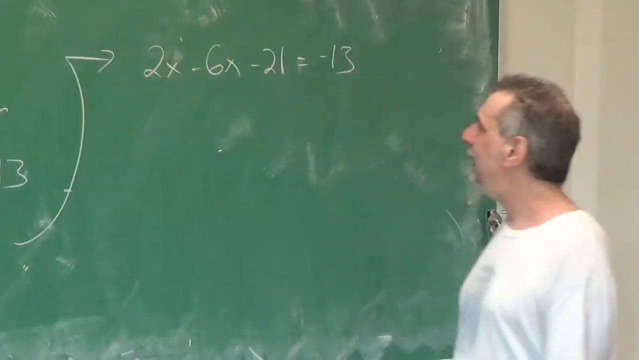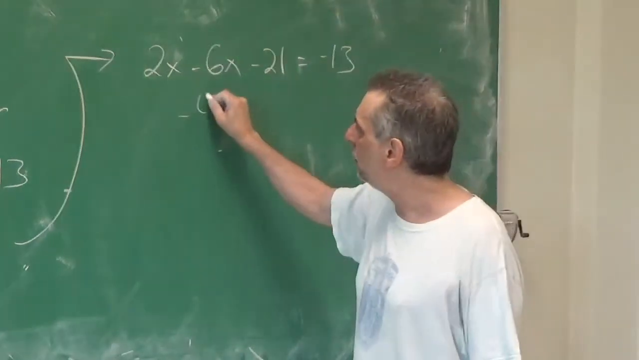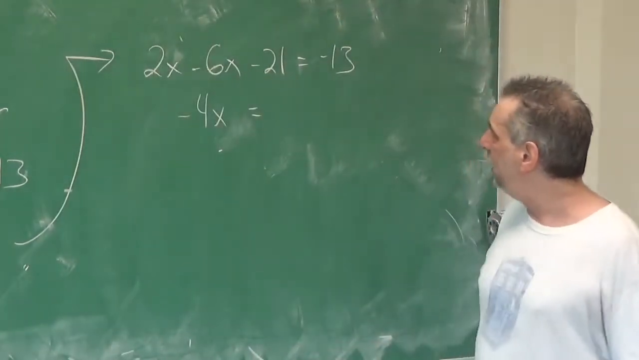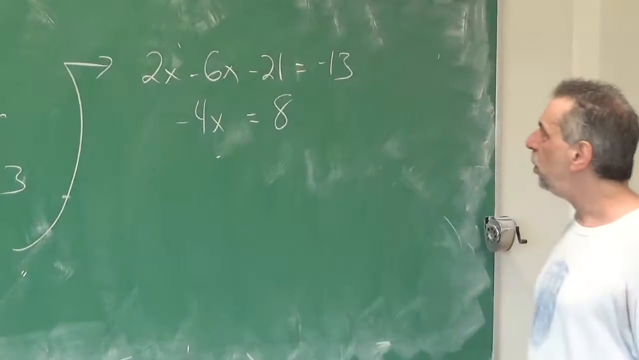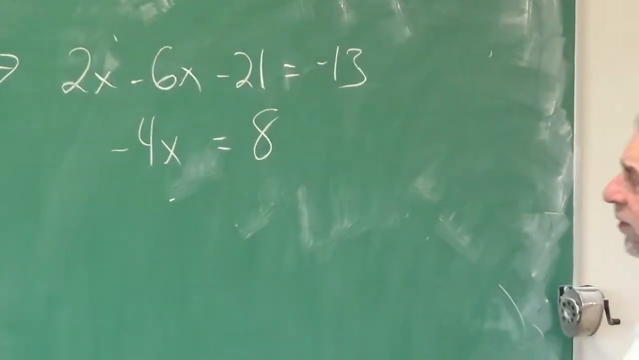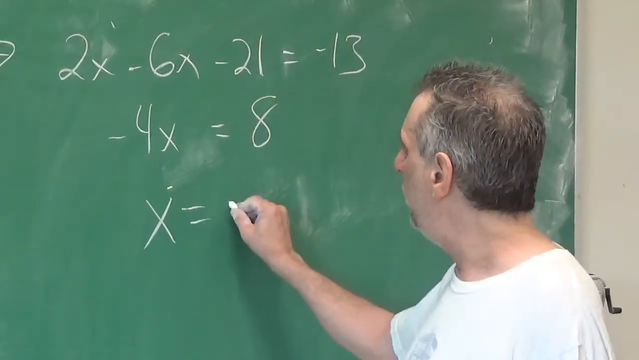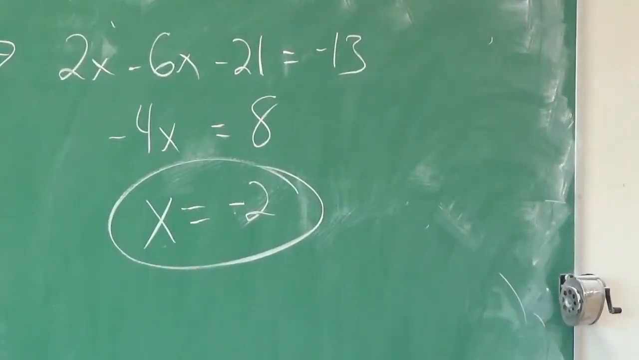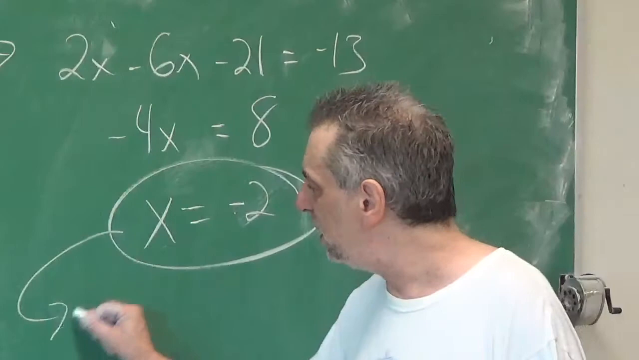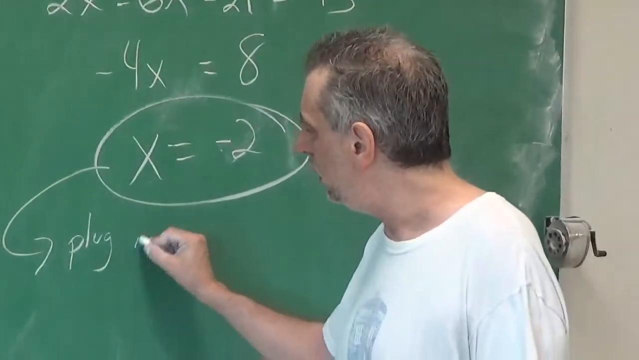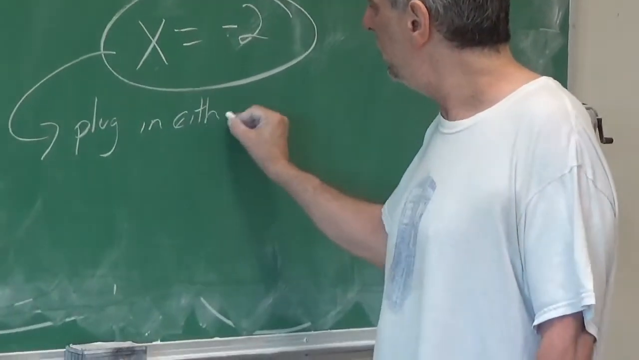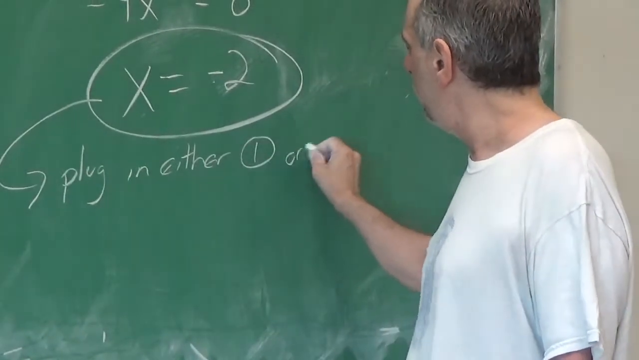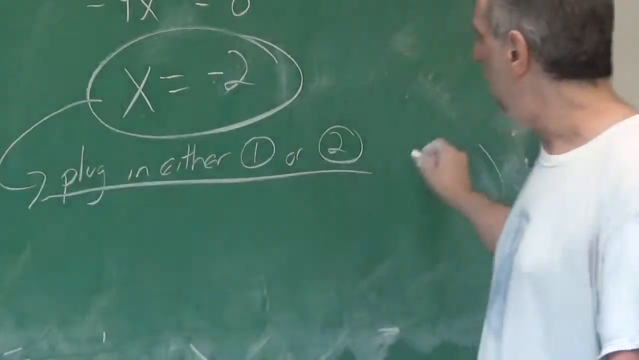equals negative 13. We gather the x's together. We add 21 to both sides. We divide by negative 4, and we end up with our x value of negative 2. So now that we know x, we can plug this into either of the original equations, either 1 or 2, to find y.